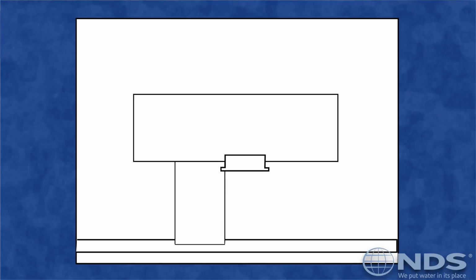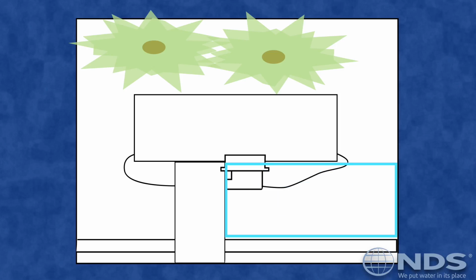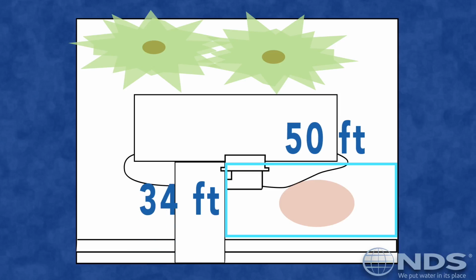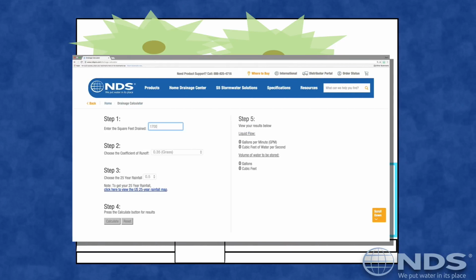Let's consider an example problem and see how the calculator shapes our choice of capture, conveyance, and discharge options. So let's say we're trying to determine the drainage needs of the area outlined in blue. It's a front yard with a low spot in the center. Let's calculate the flow in gallons per minute. This drainage area measures 50 by 34 feet. That's 1,700 square feet. Enter this quantity into the drainage calculator.